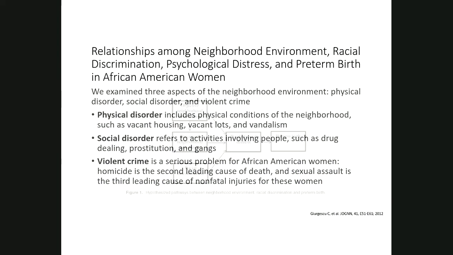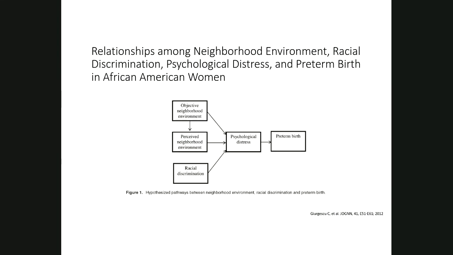So let's go back to our study. Ultimately, women who reported higher levels of perceived social and physical disorder and perceived crime also reported higher levels of psychological distress. Women who reported more experiences of racial discrimination also had higher levels of psychological distress. Objective social disorders and perceived crime predicted psychological distress.